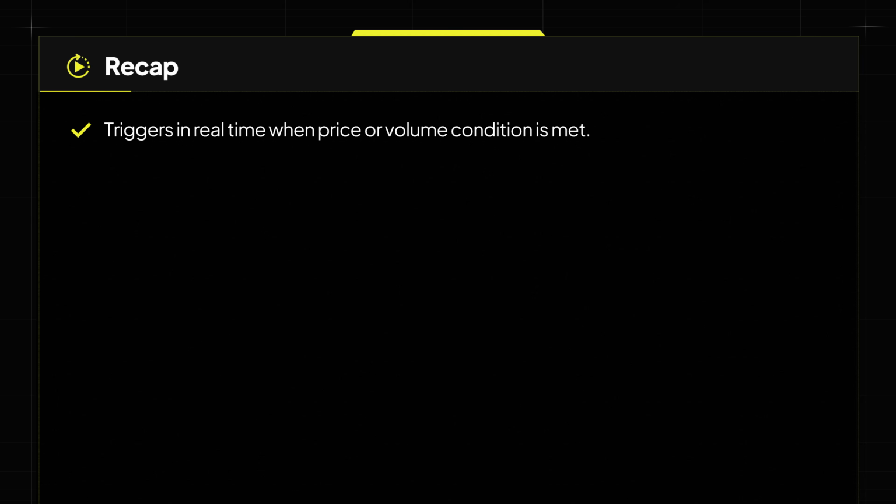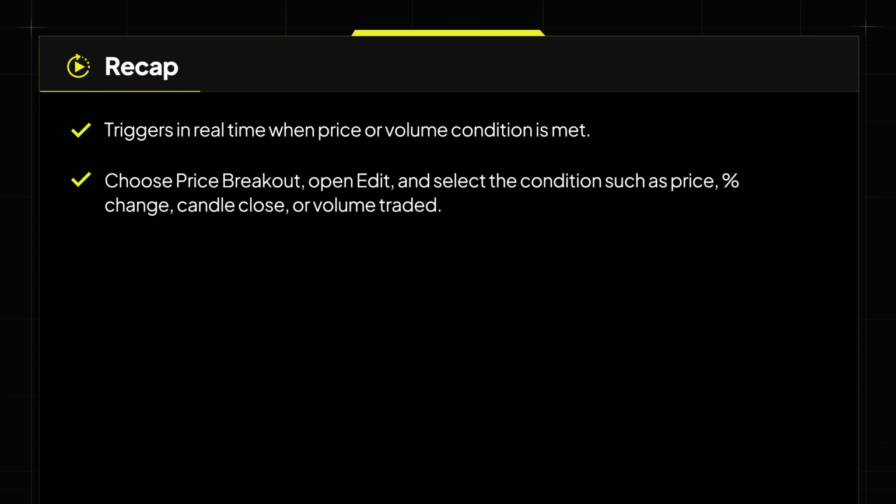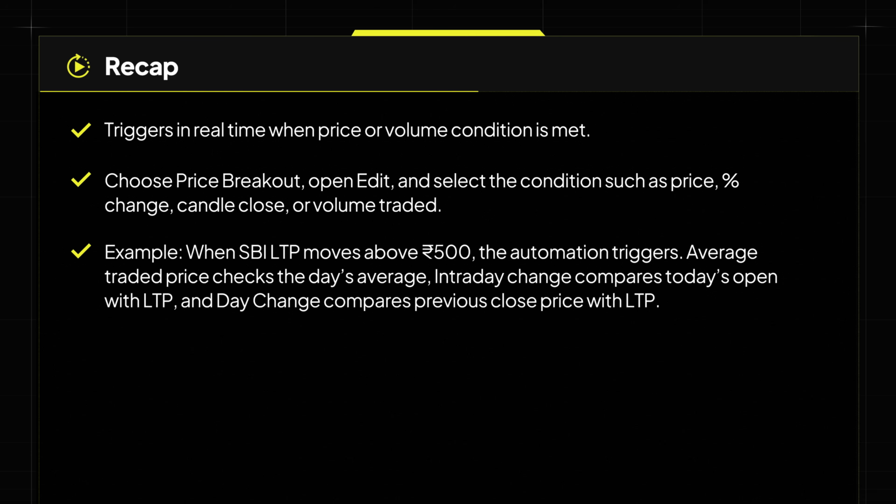Let's recap. The price breakout node activates when a symbol meets a defined price, percentage, or volume condition in real time. Select Price Breakout, choose a configuration, click Edit, and pick the breakout type, such as LTP, Average Traded Price, Intraday Price Change or Percentage Change, Day Change or Day Change percent, Candle Close, or Volume Traded Today. For example, State Bank LTP greater than 500 triggers instantly when the live price crosses 500 rupees.